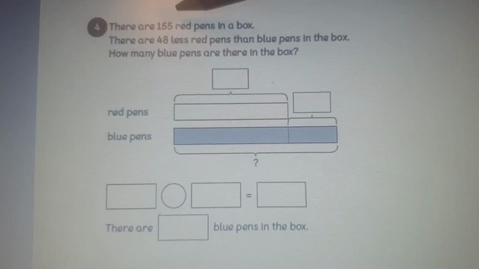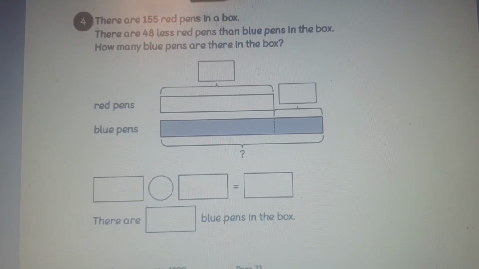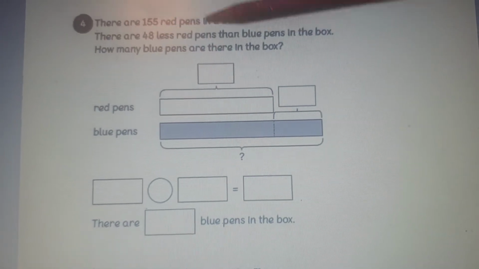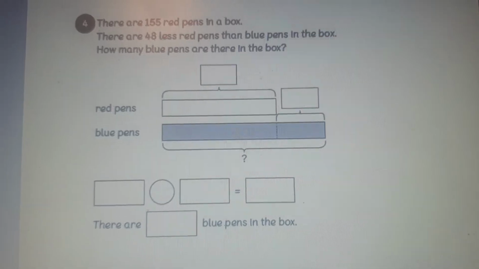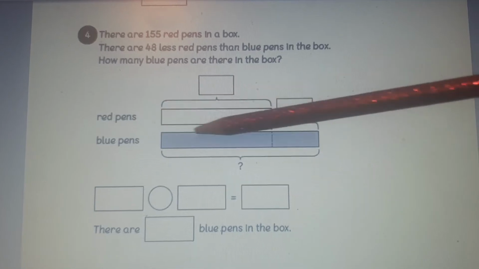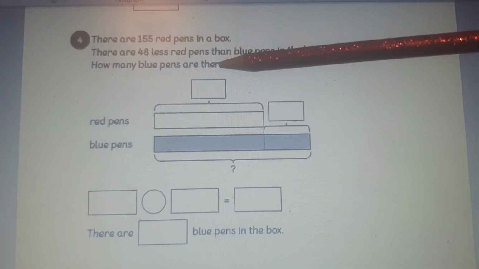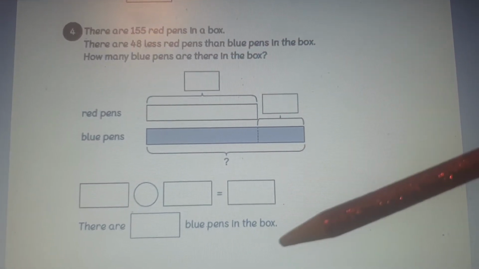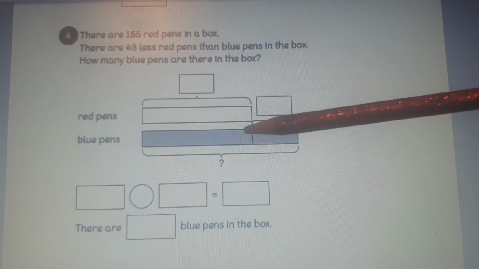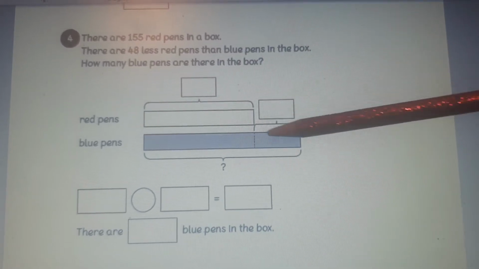Number 4, there are 155 red pens in a box. There are 48 less red pens than blue pens in a box. How many blue pens are in the box? So there's 155 red pens. So they're your red pens. And there's 48 less red pens than blue. So they're blue pens. And there's 48 less of the red. So that's red. That total would be blue.